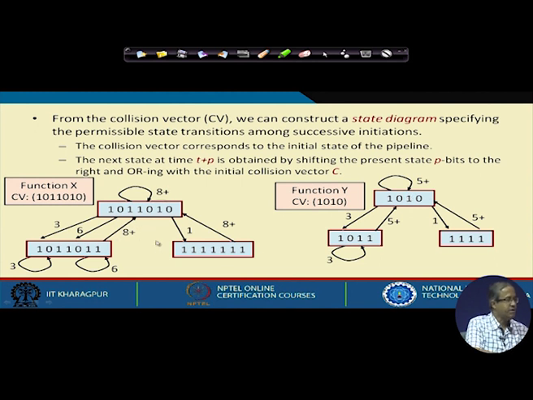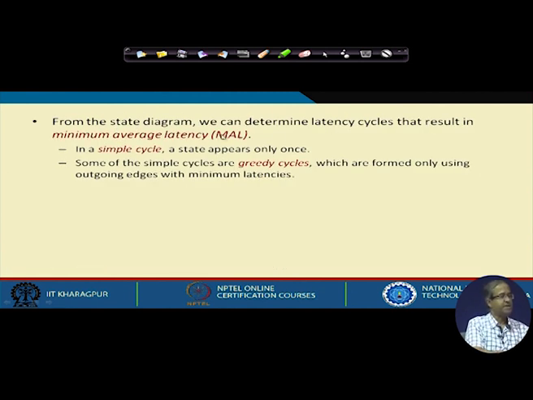So, from here you will have to look at cycles. For example, in this diagram the cycles are 3 is a cycle, 6 is a cycle, 1 8 is a cycle, simple 8 is a cycle, and here 3 is a cycle, 1 5 is a cycle, only 5 is a cycle, and there are other cycles: 3 5, 3 8, 6 8 are also cycles. So, from the state diagram we can determine the latency cycles such that the minimum average latency is minimized.